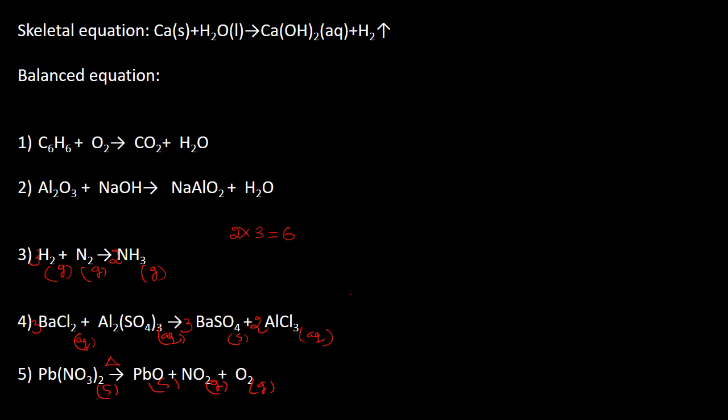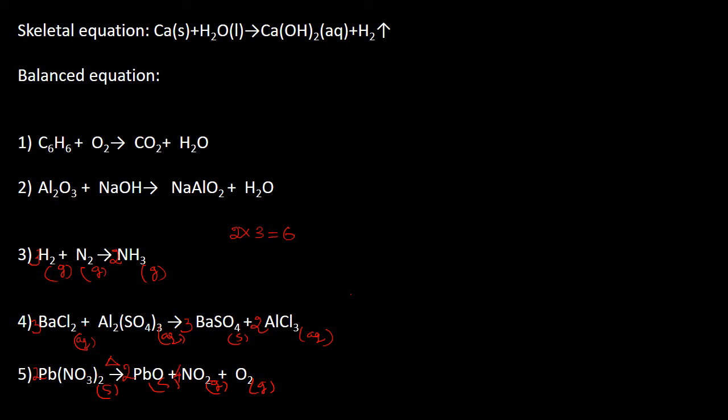So let us see how to balance it. Always remember, whenever you are balancing, balance the maximum number of atoms. So (NO3)2 means N is 2, here only 1 is there. So let us write 2 here, and let us write 2 here also, and then it becomes 4 this side.